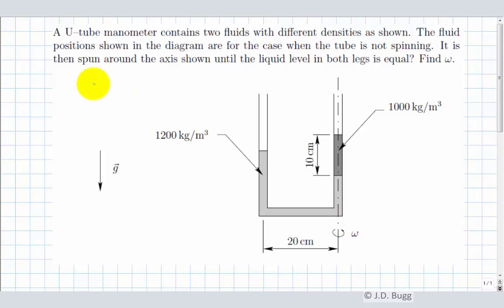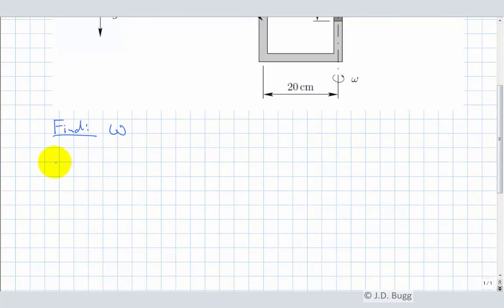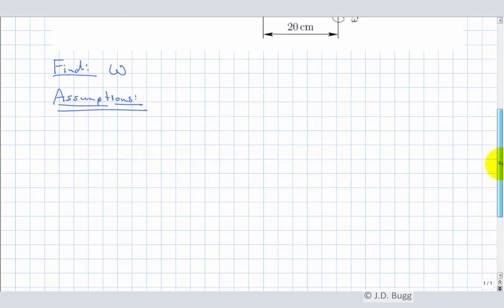So the given information in this case is really the diagram that we've already been given, and we may add some supplementary information on that as we proceed through the solution. So what are we asked to find? Well, we're asked to find omega, the rotational speed required to make these levels the same. The assumptions that we'll be making: again, we'll just leave a blank list there right now, and we'll get back to adding the assumptions into that list as we make them.